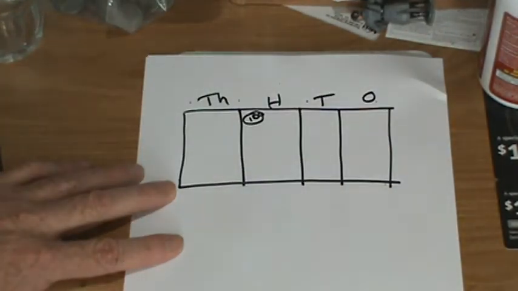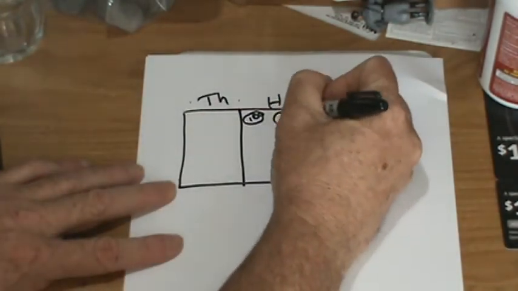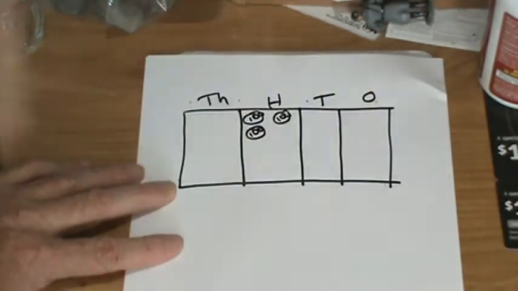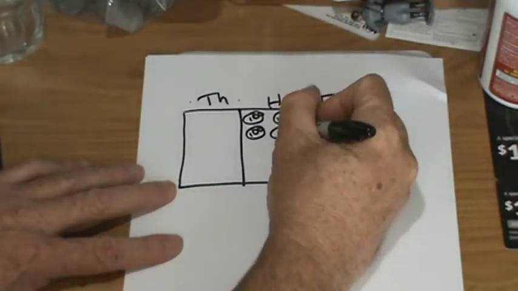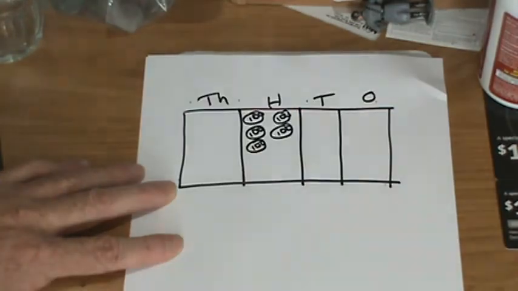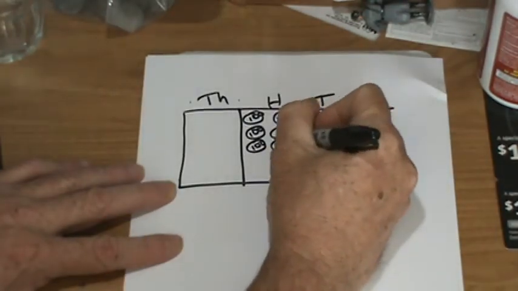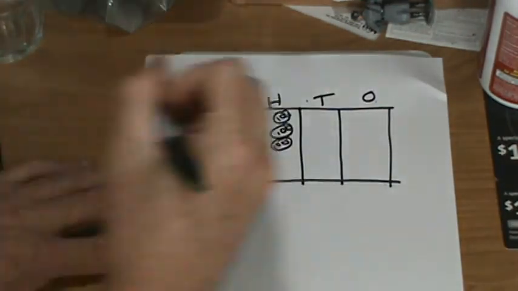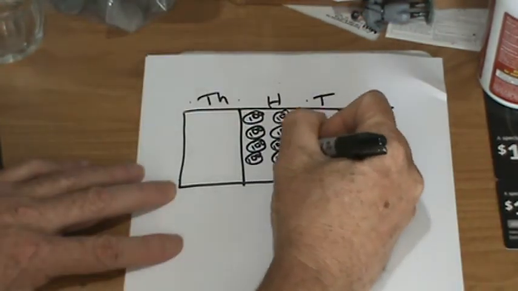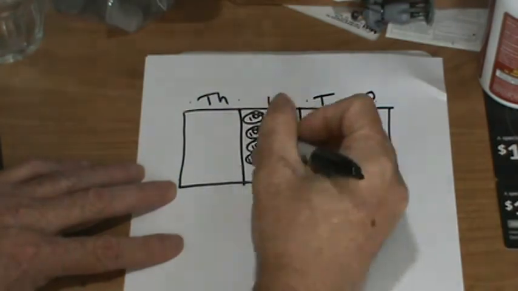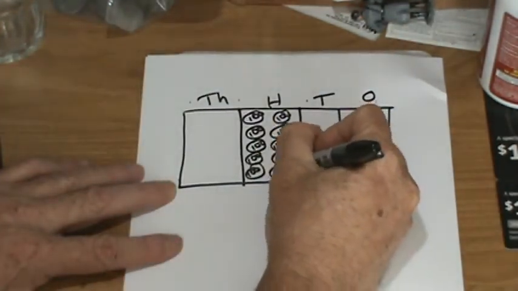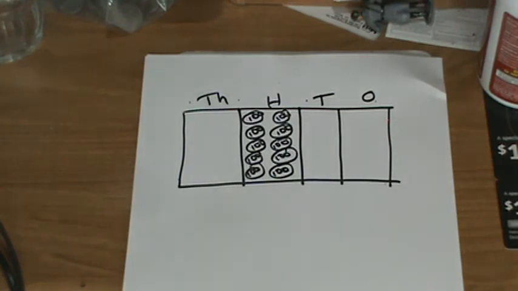So we have 100. Let's do 200. There's 200. 300. 400. 500. 600. 700. 800. 900. And 1,000. But nobody says 10 hundreds, do they?